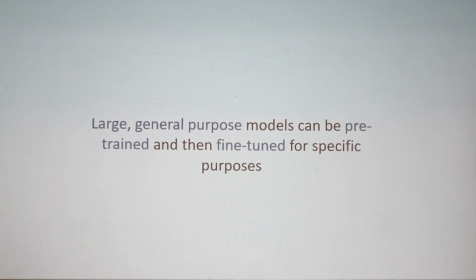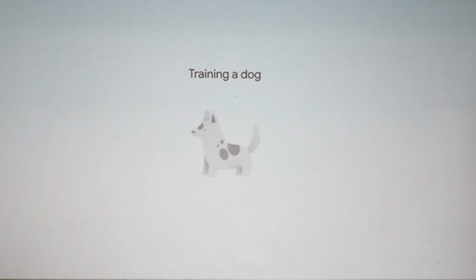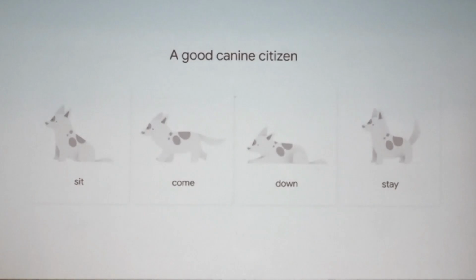I am going to show you that also. Suppose, just imagine you are training a dog. What are the general commands that you can give to your dog in order to get it trained? Sit, come, down and stay. These are the regular commands. These commands are sufficient for a dog to be a canine citizen to lead its day-to-day life.